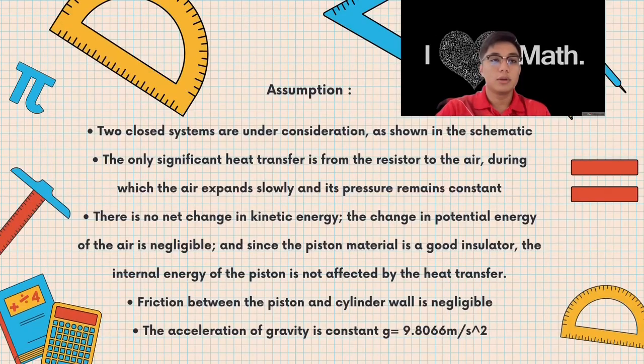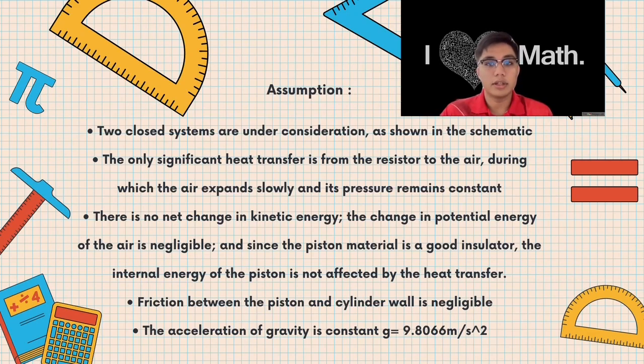For that, two closed systems are under consideration as shown in the schematic. And then the second one, the only significant heat transfer is from the resistor to the air, during which the air expands slowly and its pressure remains constant. And then there is no net change in kinetic energy.